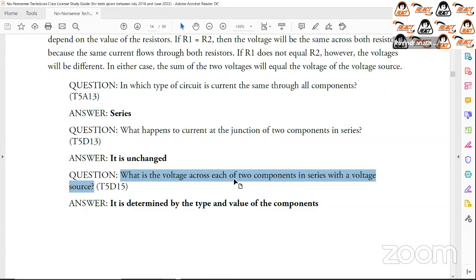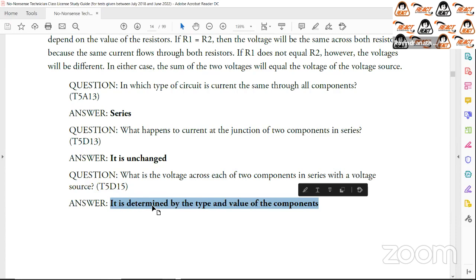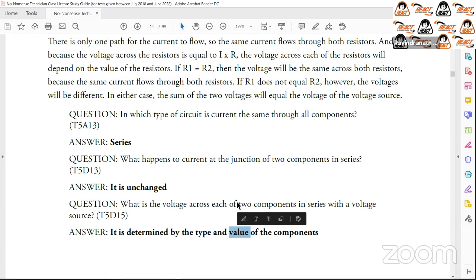What is the voltage across each of two components in series? And those two components could be the resistors. So you see how they're saying two components? Well, imagine those two components are the resistors in series with a voltage source. The answer is it is determined by the type and value of the components. So the key here is value.